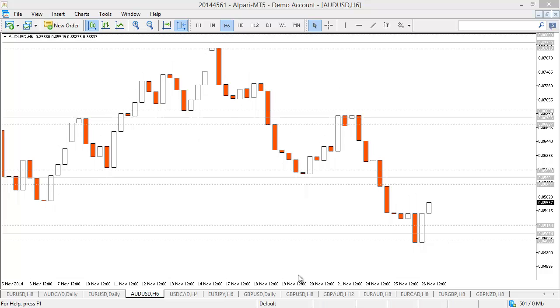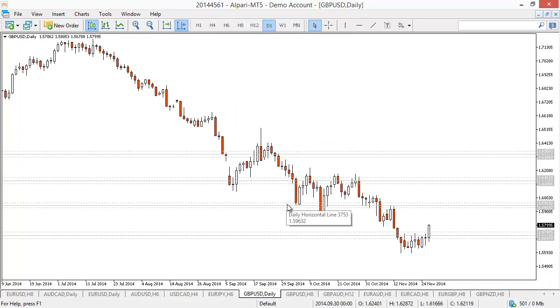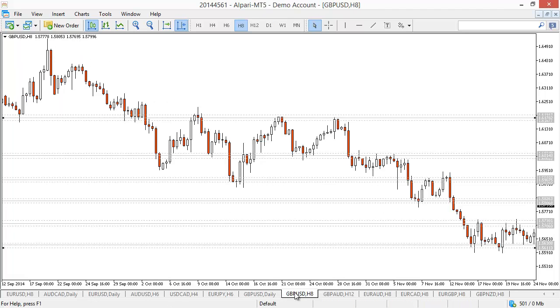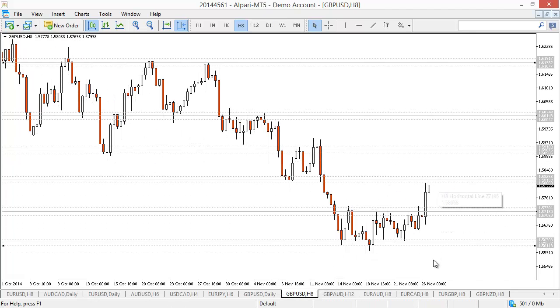GBP/USD is reaching a support resistance area. It is? No, it's not. Oh wait, that's the daily support resistance. Sorry. Oh yeah, it is. Nice.